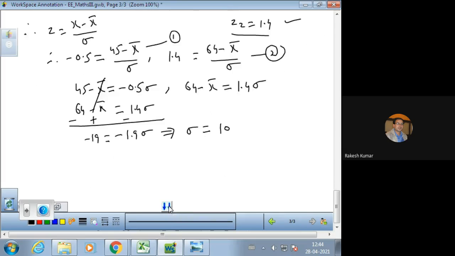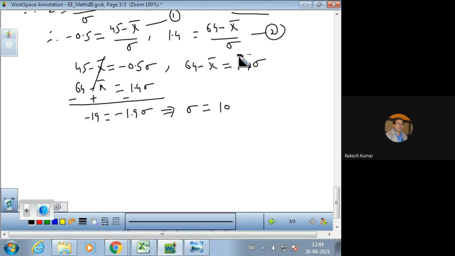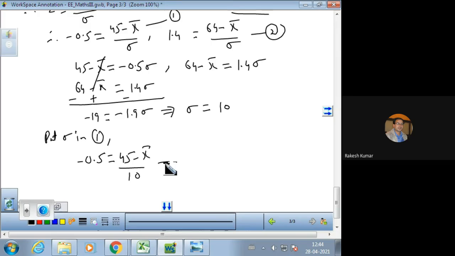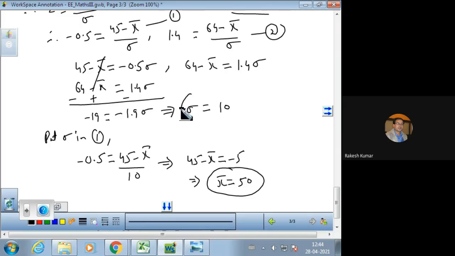Now use the value of sigma in any of the equations. Suppose we put sigma in the first one. So negative 0.5 is equal to 45 minus x bar over sigma. Sigma is 10 and you will have 45 minus x bar is equal to negative 5. So x bar comes out to be 50. So the value of the mean comes out to be 50 and the value of the standard deviation comes out to be 10. So these are the values which we require.